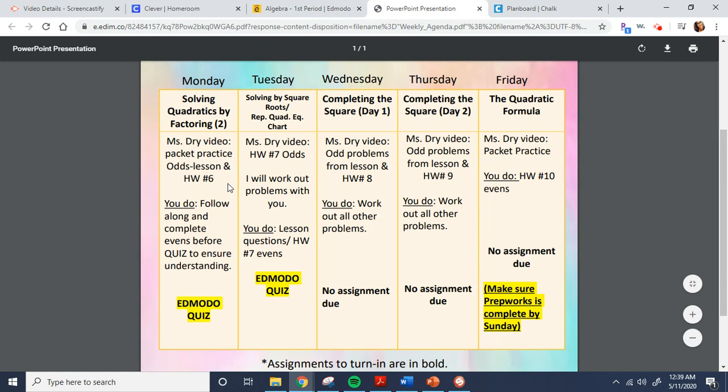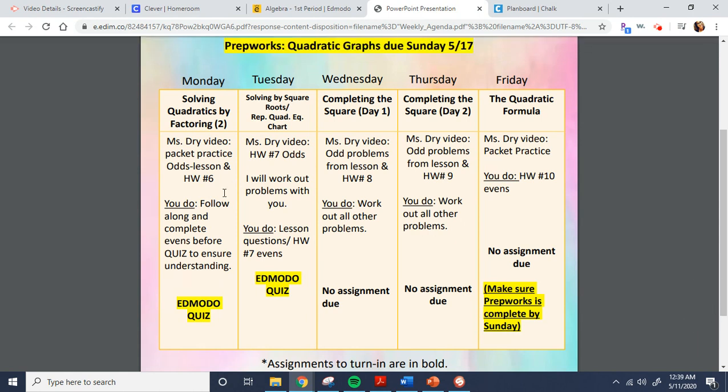We are solving quadratics by factoring, the second day. And this day we will be talking about basically just pulling out the greatest common factor of a trinomial and using slip and slide as well. So that's what today is all about.